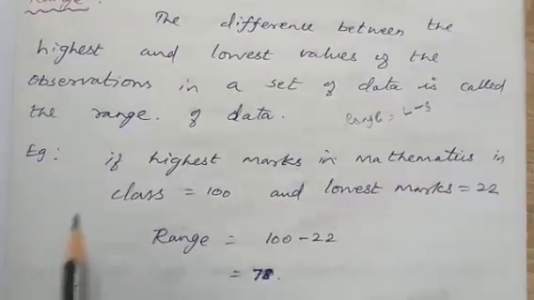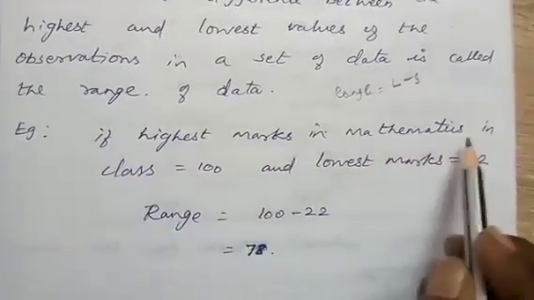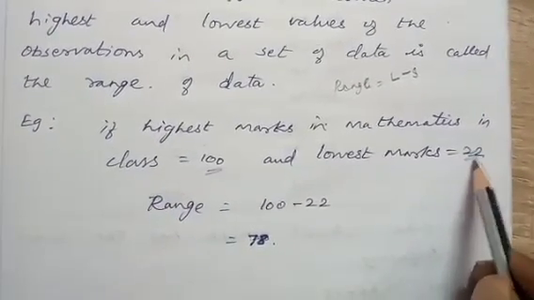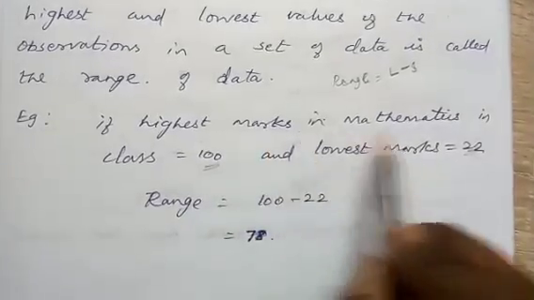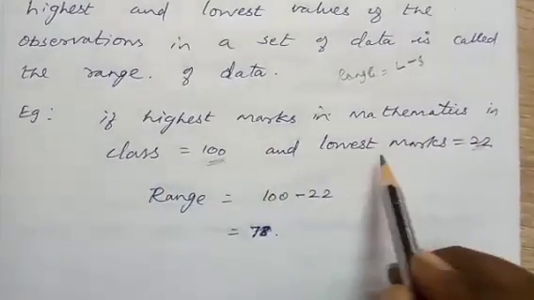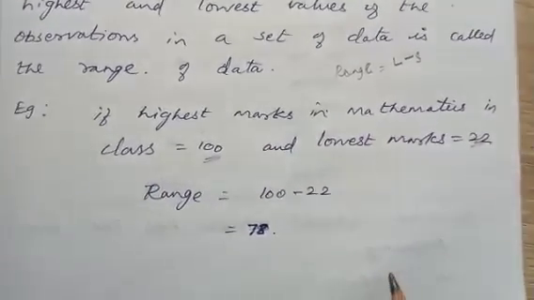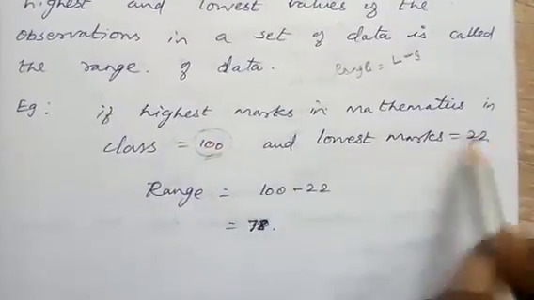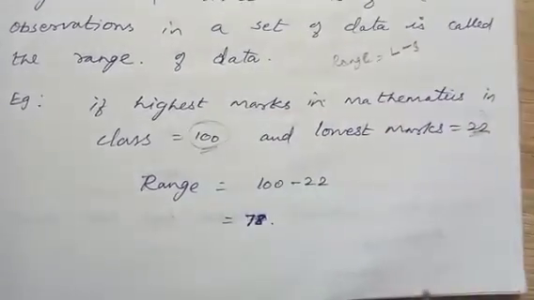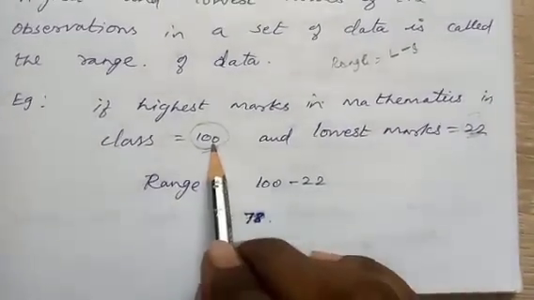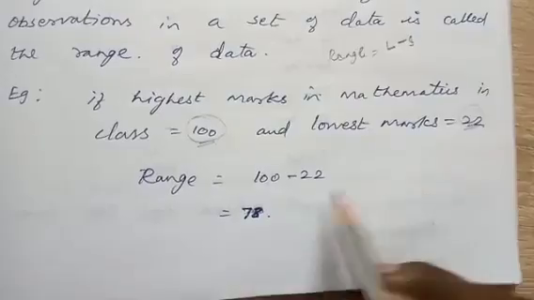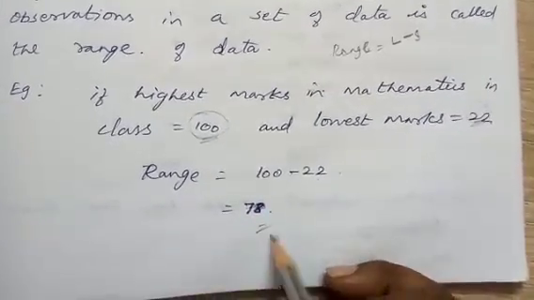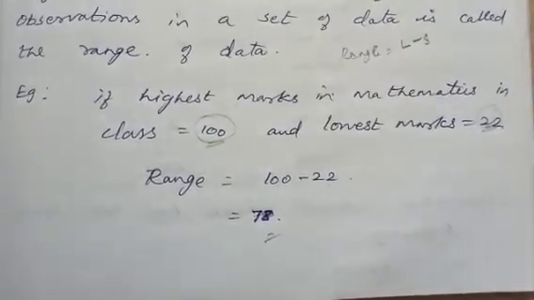Now see the example. If the highest marks in mathematics in class is 100 and lowest marks is 22, find the range. So range is equal to highest value minus lowest value. The largest value is 100, the smallest value is 22. 100 minus 22 is equal to 78. Therefore range is equal to 78.